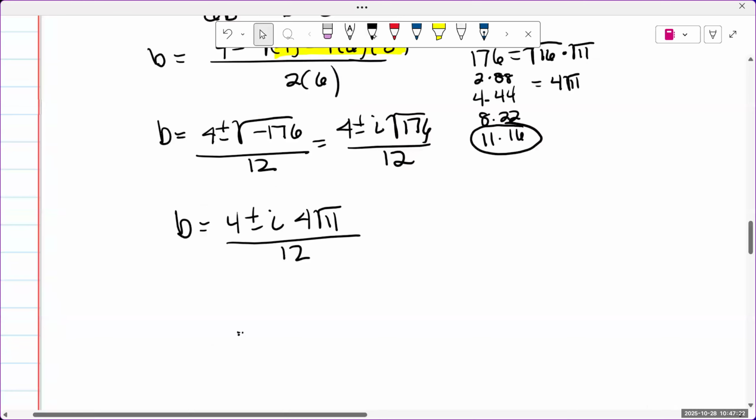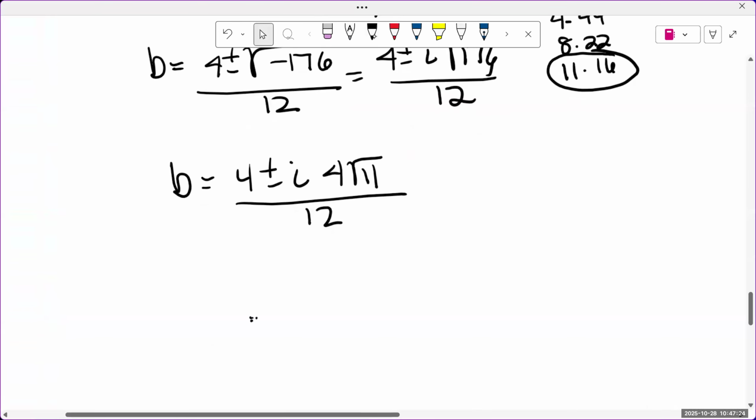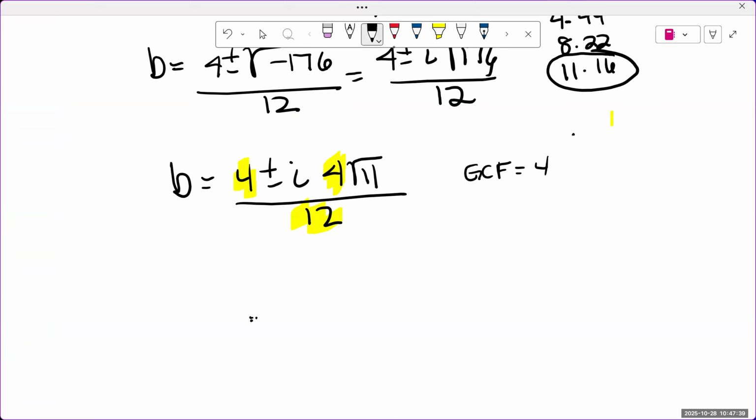Okay, so here we are. Now we are going to look at the outside numbers. Can I divide them all by the same thing? Do they all have a greatest common factor? Yes. So I'm going to divide them all by 4.